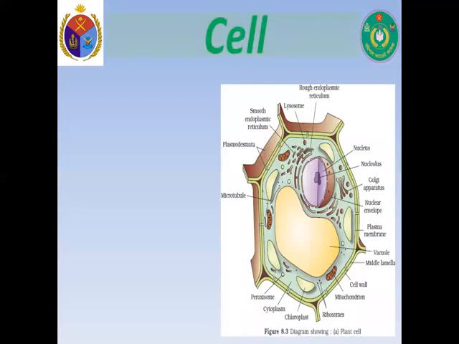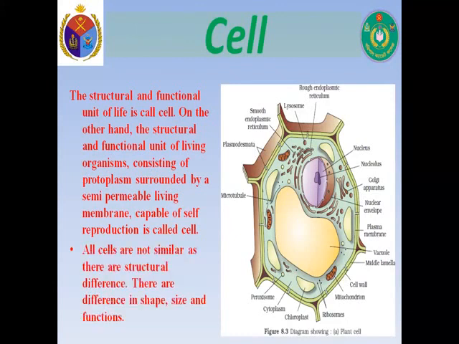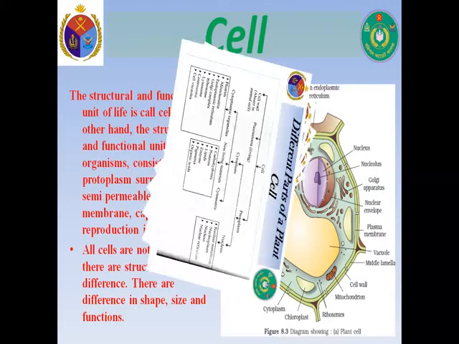Now look at this. What is a cell? Do you know, my dear cadets, what is a cell? Yes, the structural and functional unit of life is called a cell. On the other hand, the structural and functional unit of a living organism consisting of protoplasm surrounded by a semi-permeable living membrane, capable of self-reproduction, is called a cell. All cells are not similar as there are structural differences. There are differences in shape, size, and functions.